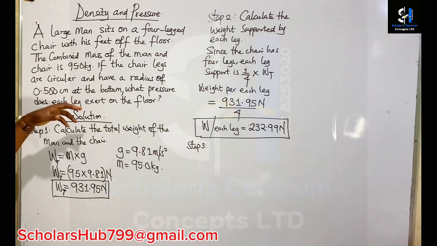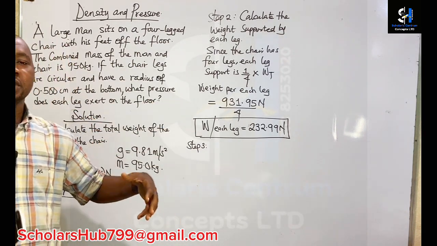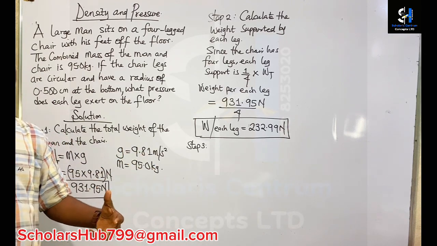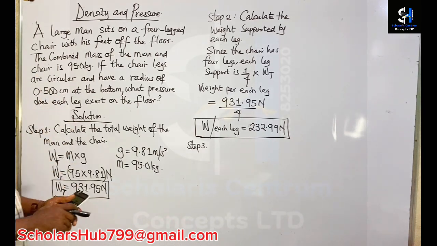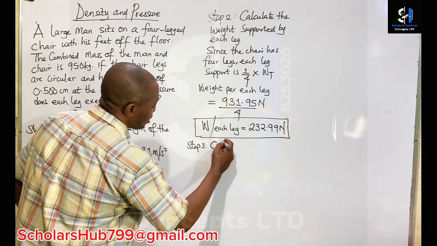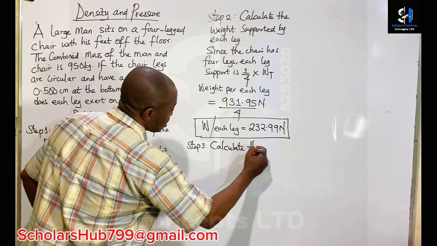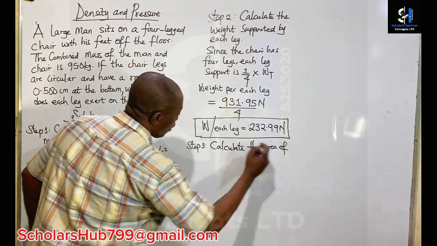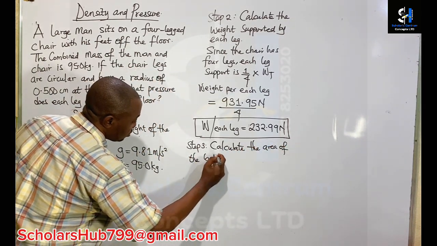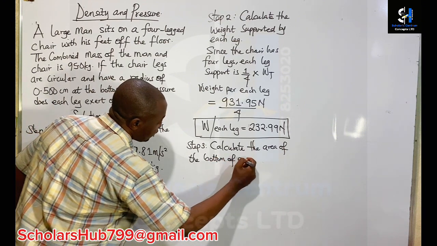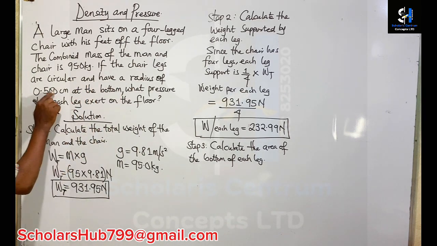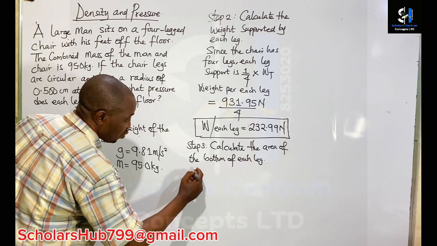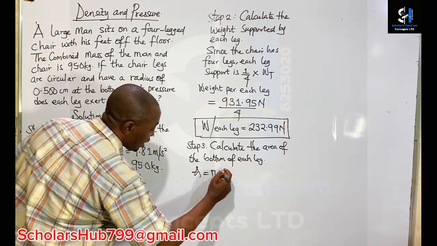centimeters at the bottom. So that's the area of the bottom of each leg. So we want to calculate the area of the bottom of each leg. And what we have here is circular. This is the radius. It is circular, so we're going to use A equals pi r squared.